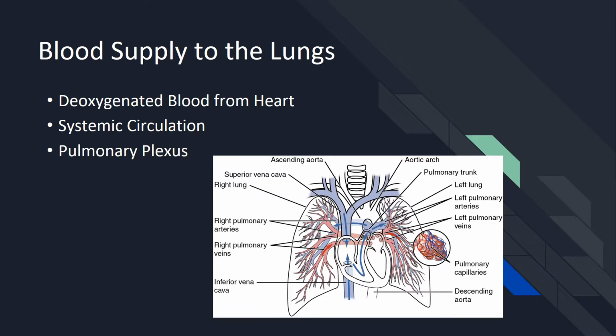The respiratory system is innervated by the pulmonary plexus. The sympathetic nervous system dilates bronchioles, and the parasympathetic nervous system constricts bronchioles.